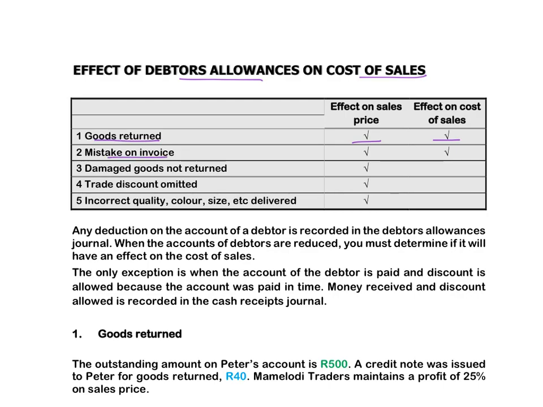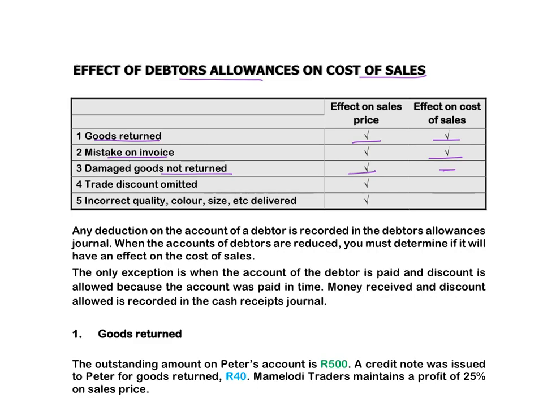A mistake on the invoice means that we took this wrong figure on the invoice and we calculated cost of sales, so the cost of sales figure is incorrect. If we delivered goods to a customer and there is something wrong with the goods, so it's damaged or it's shop soiled or whatever reason, and they are prepared to keep the goods but they are not returning the goods, it means that you will have to show that they owe you less money, but it will not have an effect on cost of sales because it will not reduce your cost price.